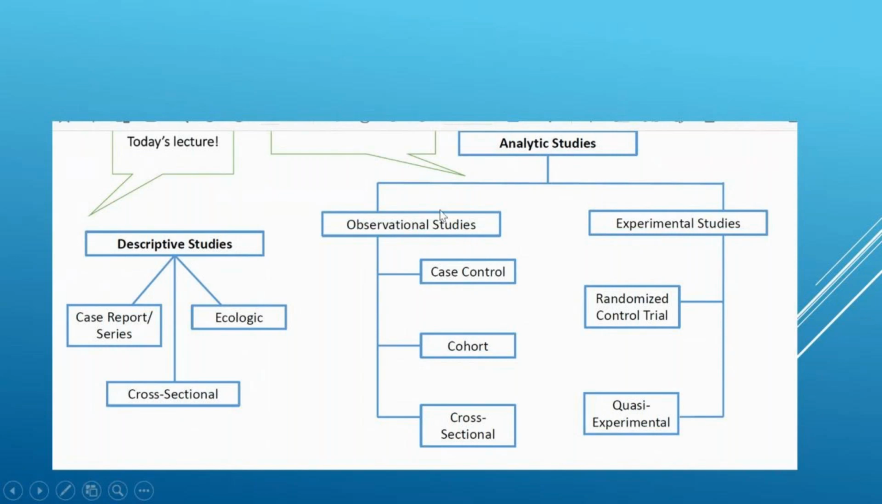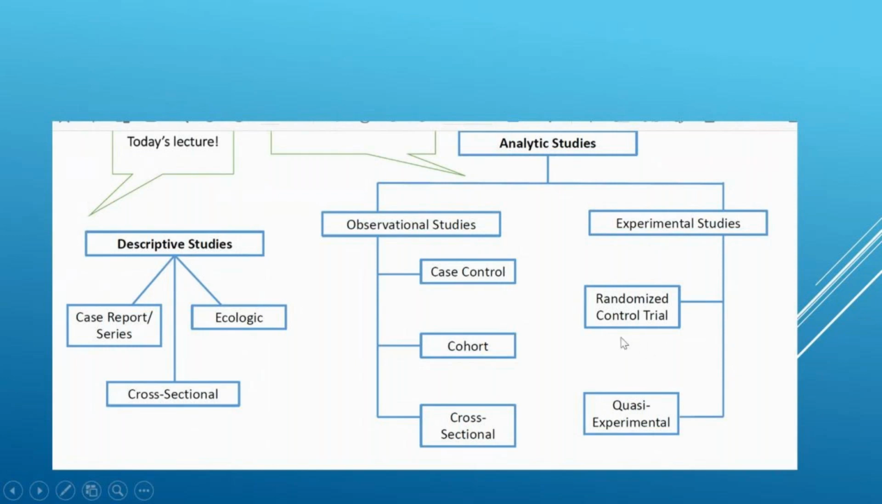Among the analytic studies, if you are talking about observational studies, these can be case-control studies, cohort studies, or cross-sectional. You are saying, how come this is a cross-sectional study here and it is analyzed here as well? Yes, actually, cross-sectional studies can be descriptive or analytic. Like in most of the studies done in the COVID pandemic, we did cross-sectional studies and analyzed the data at the same time.